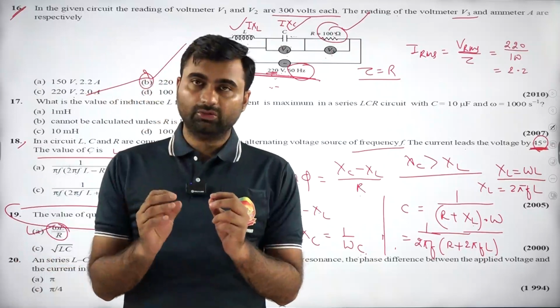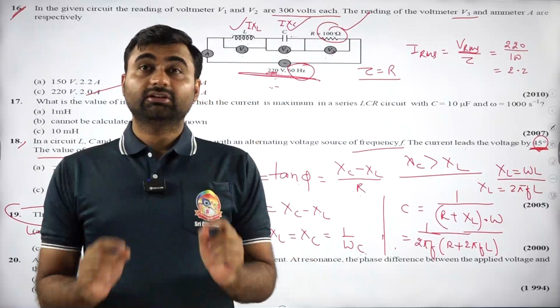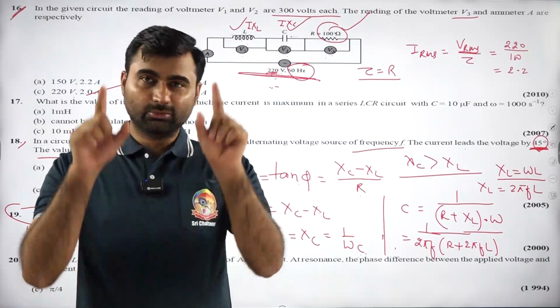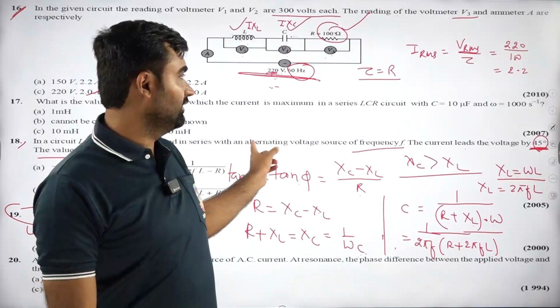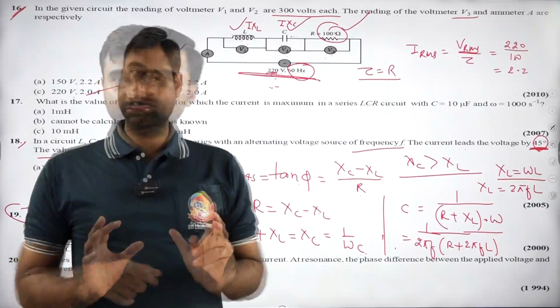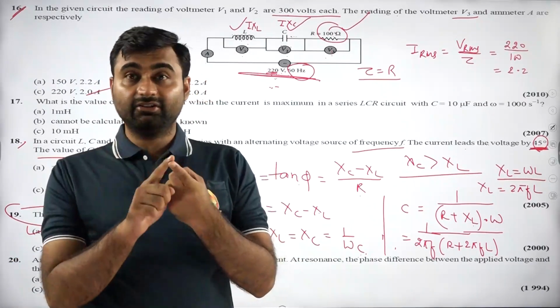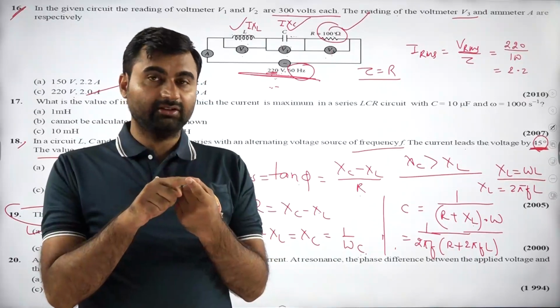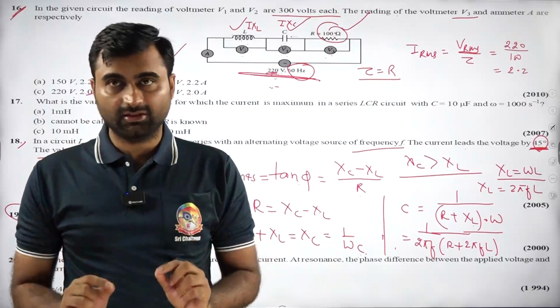Now the final conclusion of this particular lecture. Ultimately what you have to remember, 3-4 points. First point, tan phi formula, that is mod XC minus XL by R. We see many questions came based on this formula. So this year also, this type of question can come, in which they can give phase difference. We have to use this formula, tan phi equal to mod XC minus XL by R.